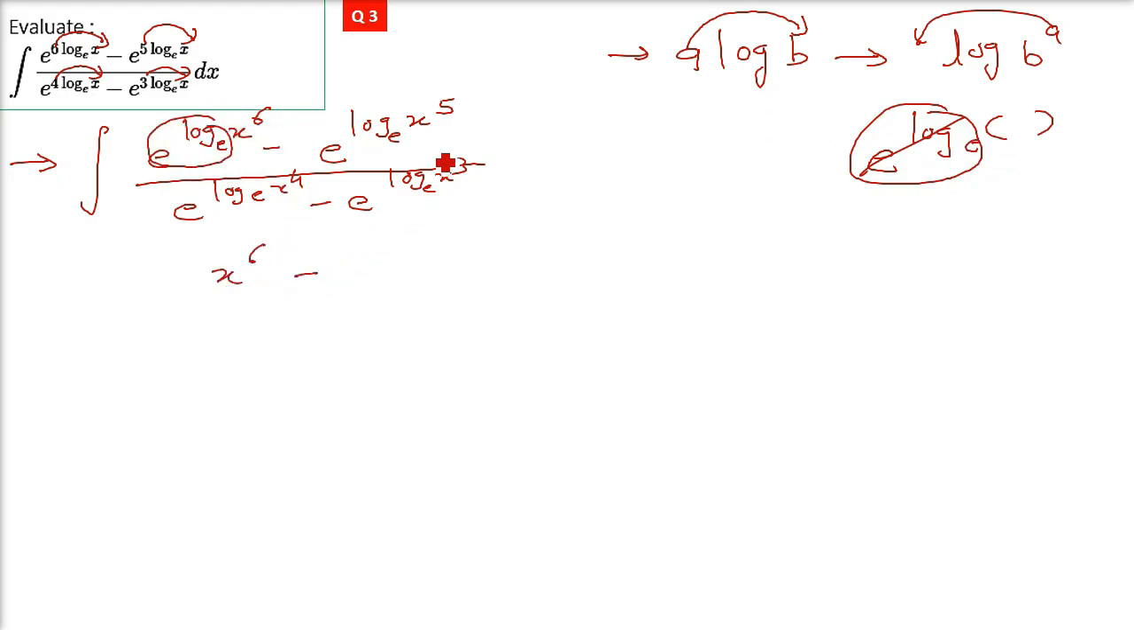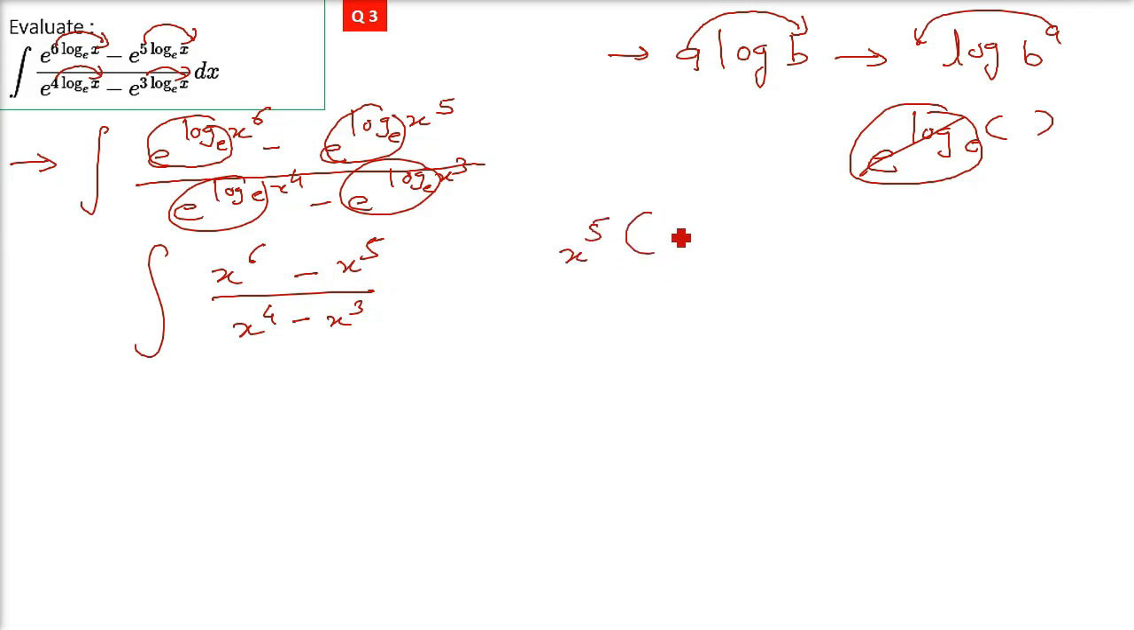So only x raised 6 remains. Here x raised 5 remains. Here only x to the power 5 will remain. X to the 4. And this is x raised 3. So x cube. And we are integrating it with respect to dx. Now we can take x raised 5 common. We'll get x minus 1 inside. Here we can take x cube common. We'll get x minus 1 inside.